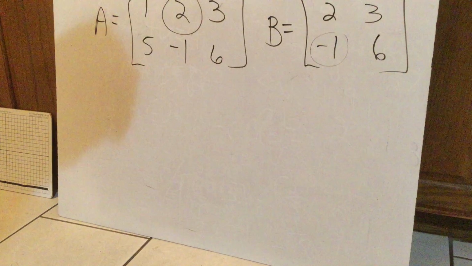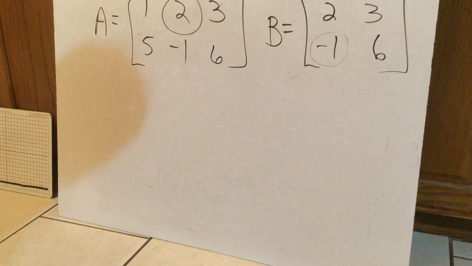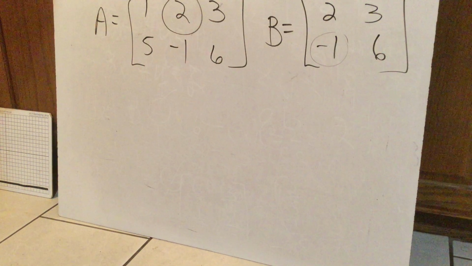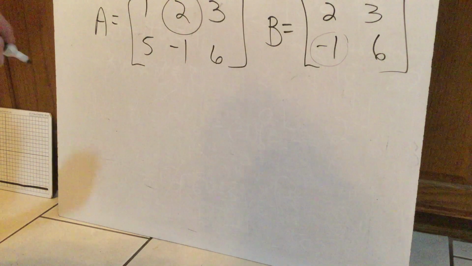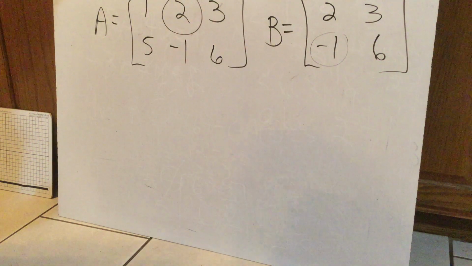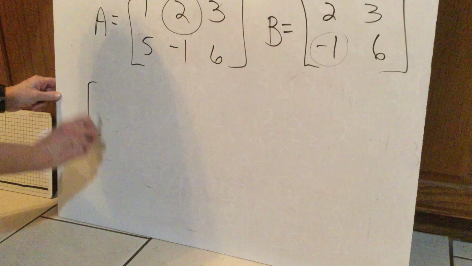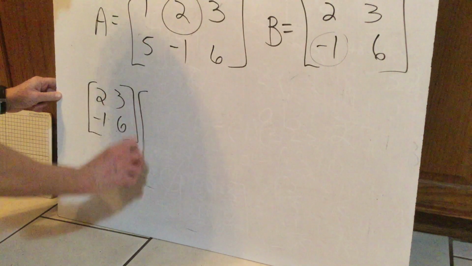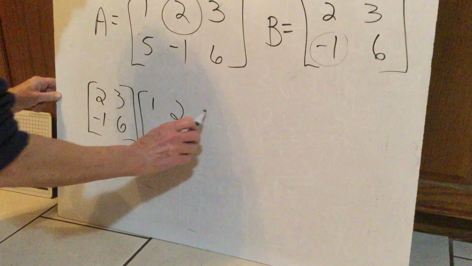All right, we're going to do one more thing with these two matrices, and we got one more review problem, and then we'll be done. Or we'll be done with review. So we're going to multiply B times A. So we're going to multiply 2, 3, -1, 6 times A.